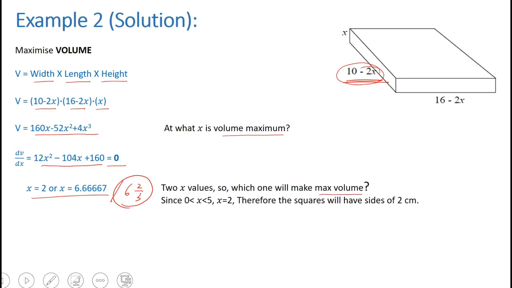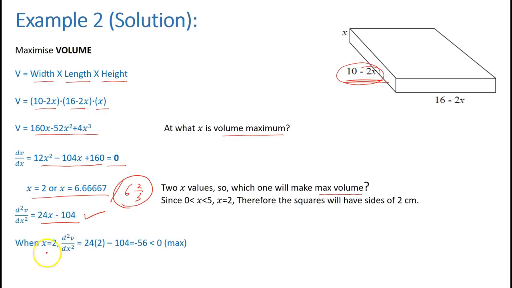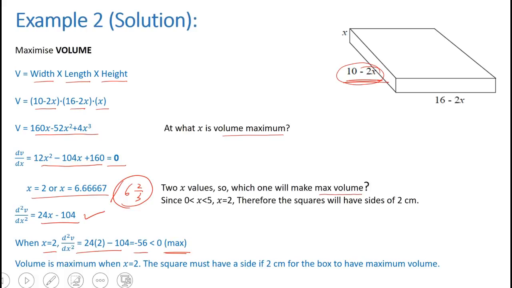But how do we do a verification? We do the verification by using the second derivative test. So we find the second derivative. Now we substitute x equals 2 into the second derivative, and we realize that the second derivative is negative 56, which is less than 0. When the second derivative is less than 0, it means we have maximum volume. So it is confirmed that when x is 2, the volume is a maximum. So the square must have a side of 2 cm for the box to have the maximum volume.